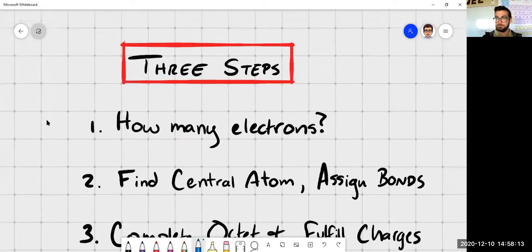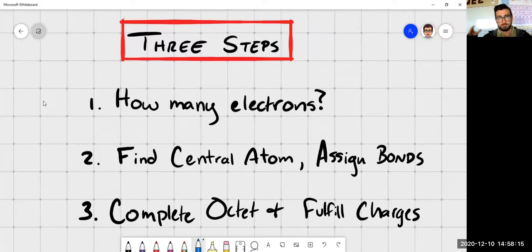I have three main steps that break it down and make it simpler for you to follow along. The first step is to figure out how many electrons we're dealing with that ultimately need to be in your structure. The second step is to find the central atom, and then assign single bonds to each of the subsequent atoms.